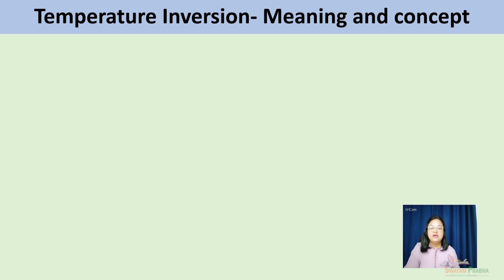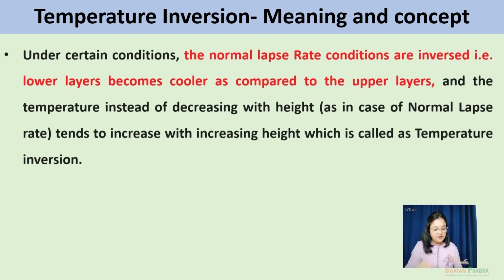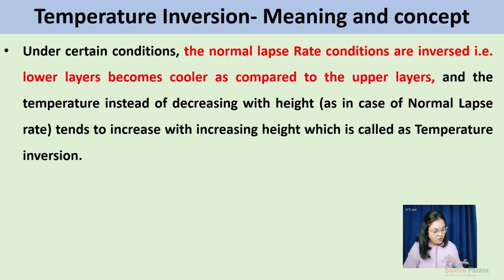Temperature inversion meaning and concept. Under certain conditions, the normal lapse rate conditions which exist in the troposphere are inversed. That is, the temperature, instead of decreasing with increasing height, increases with increasing height. So the normal lapse rate conditions are reversed.